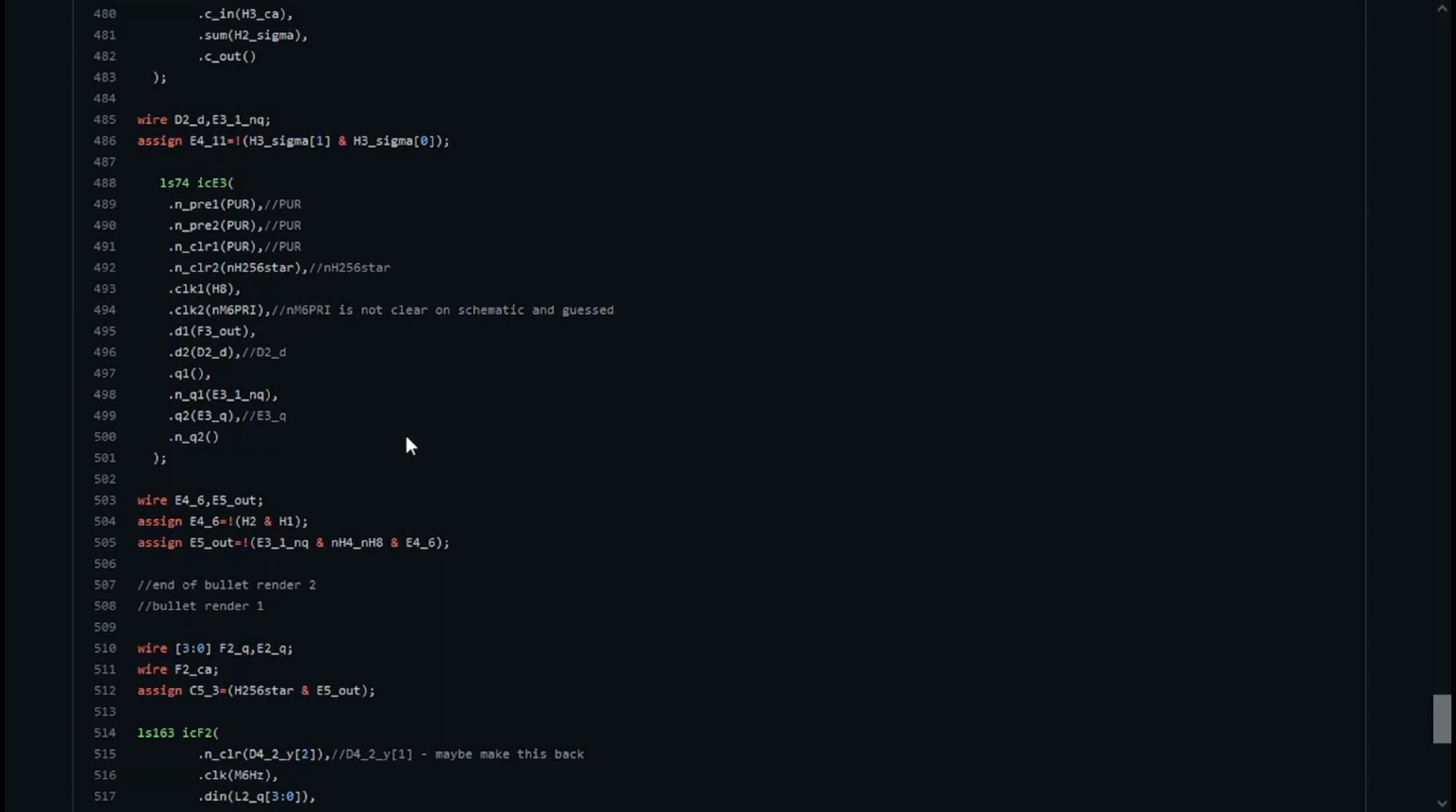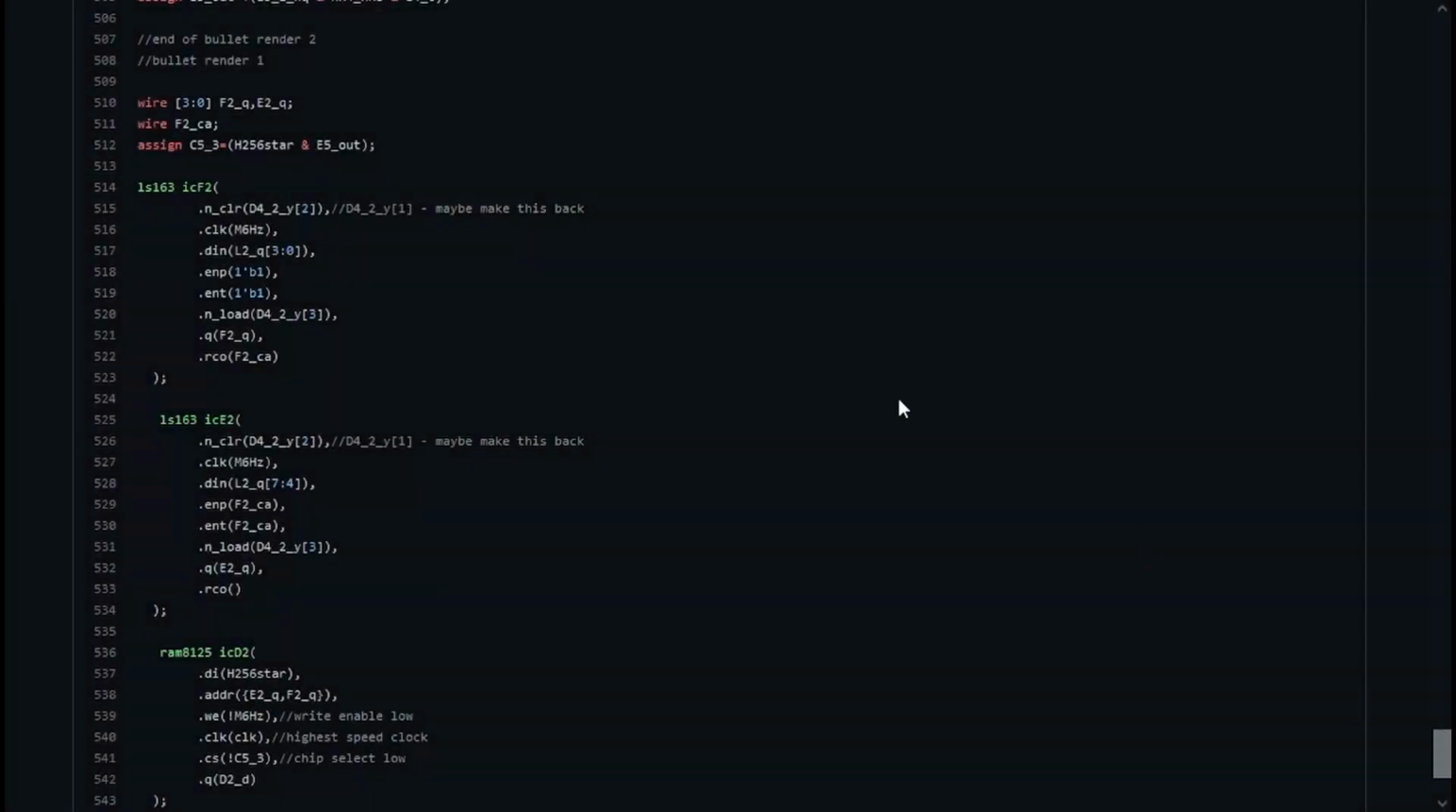So all of that basically outputs to this E31NQ. And then down here, we have this E5 out, which is the final output of the vertical section of the bullet renderer, as we've seen. For the horizontal section, as we've seen, we had the two 163 chips. Again, it's just a matter of connecting these up properly. So nothing totally new here.